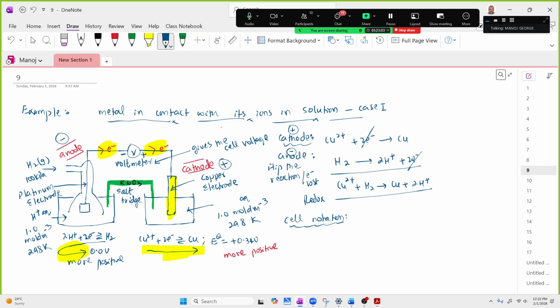Your anode is your SHE. Look at the equation of the anode. Hydrogen is becoming 2H+. So what you do is you just write H2 gas, and it's changing into 2H+ aqueous. But the moment you write ion, don't forget the concentration, 1 mole per dm³, and don't forget the temperature, 298 K. Remember, this bit is the anode bit. And then you do this double line, that's the salt bridge.